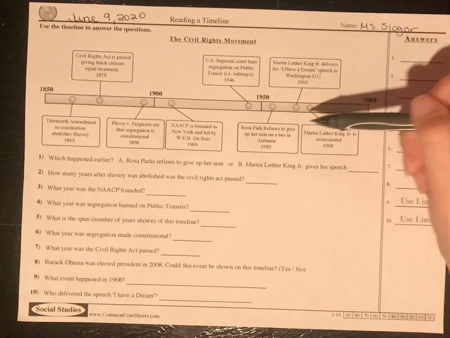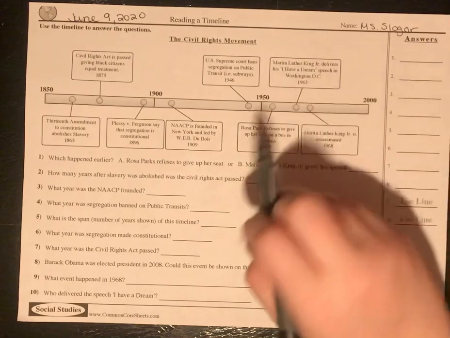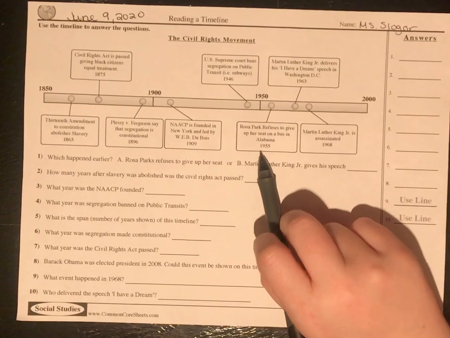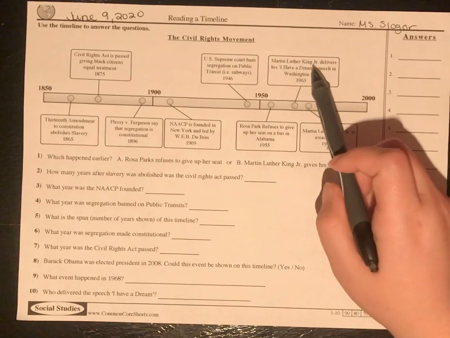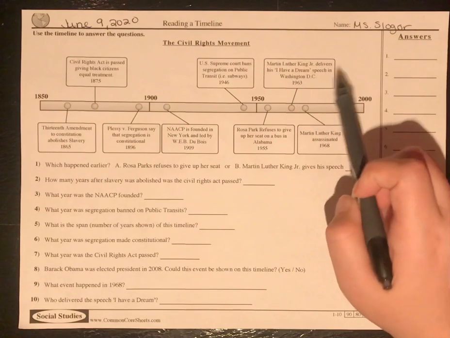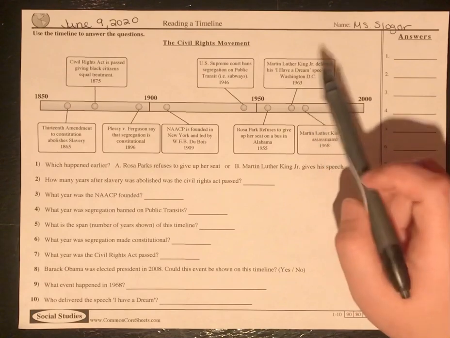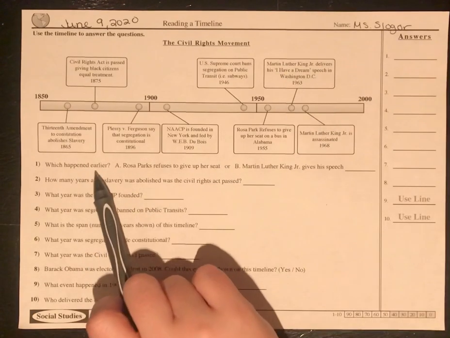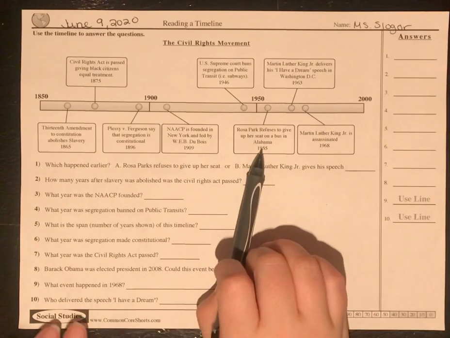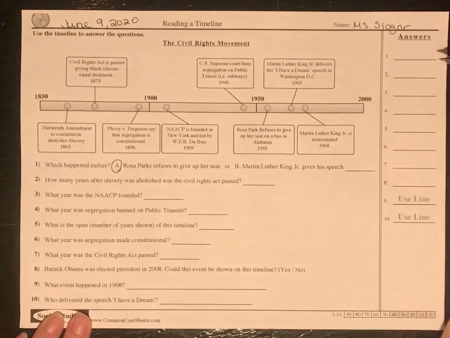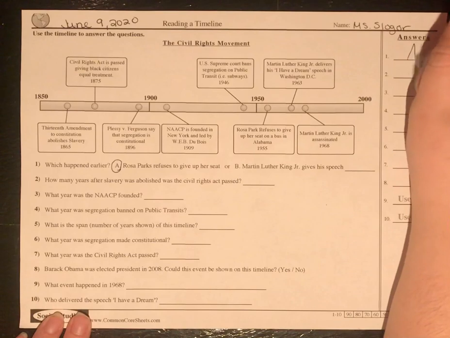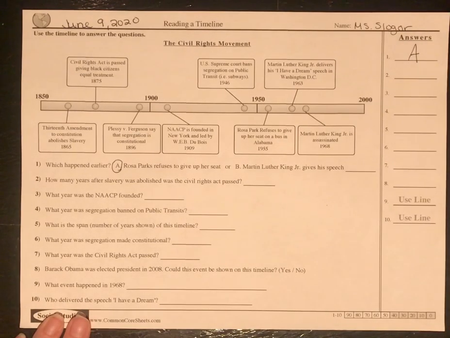So I know Rosa Parks refused to give up her seat on a bus in 1955. And then here we have later, so after, Martin Luther King Jr. delivers his I Have a Dream speech in Washington, D.C. in 1963. So what happened earlier, so which happened first, is Rosa Parks refused to give up her seat. And I can circle that, but then you notice we've got an answer key over here. So I'm going to put the letter A right there.